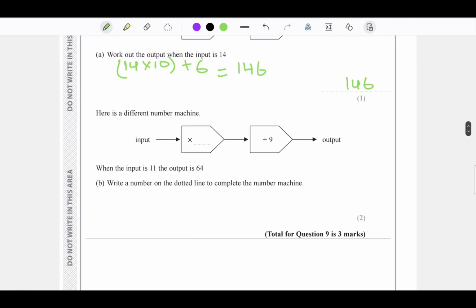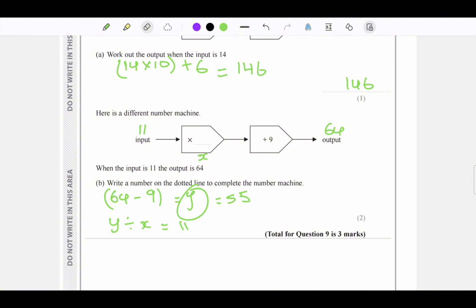Part B. Here is a different number machine. When the input is 11 and output is 64, write the number on the dotted line to complete the number machine. Right, so the input is 11 and the output is 64. This would be our X. We're going to go the reverse way. We're going to do 64 minus 9 equals to... No, it does not equal to X, sorry. It would equal to, let's say, a different variable Y. So when Y is divided by X, we get 11. Y is easy, we can find what Y is. Y is 64 minus 9, which is 55.